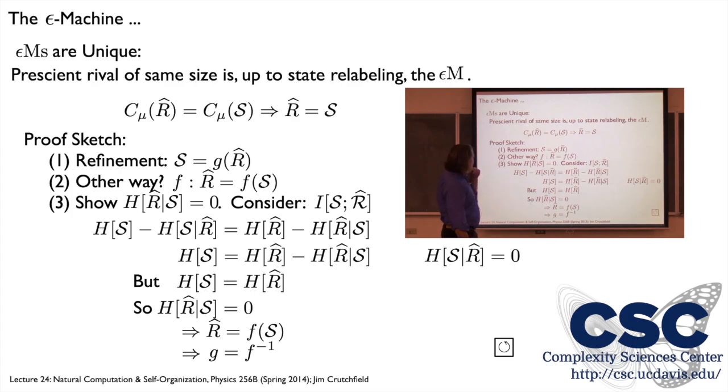Okay, so the claim is that a prescient rival of the same size, the same statistical complexity, so it's equally predictive, is essentially the same thing as the epsilon machine, up to you and I disagreeing over what we call the states. Right? Alice, Bob, and Charlie, or 0, 1, and 2, or A, B, C. So the idea is, if we have a prescient rival, and we're assuming that it has the same state information, statistical complexity, as the epsilon machine, then necessarily the state sets are equivalent. So how are we going to do that?